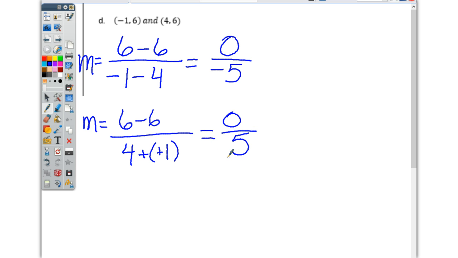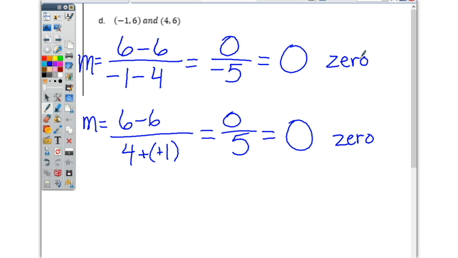Everybody's thinking that's not the same thing. Well, 0 divided by anything equals what? Still equals 0. So what is your slope? 0. Or if you want to just write the answer out in a word, 0.